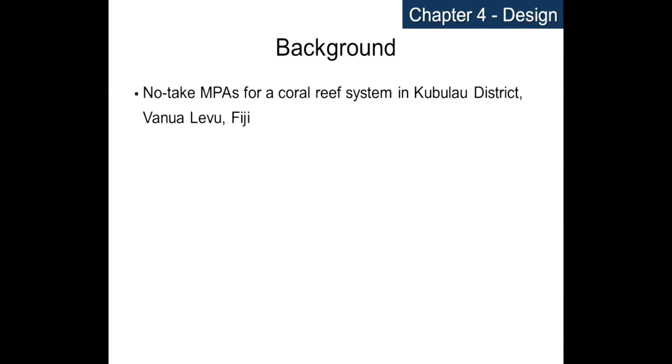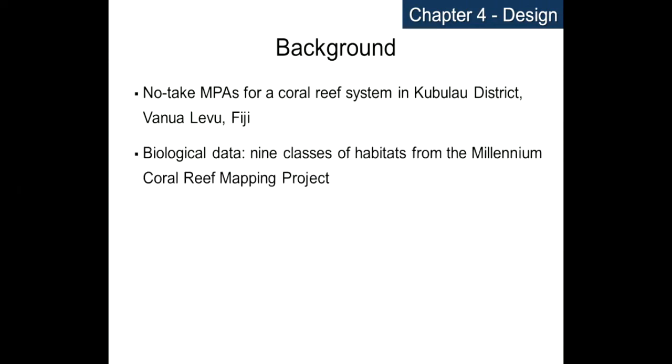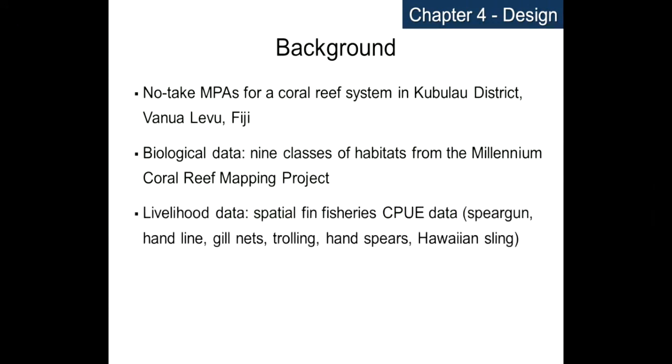So I used the design of no-take marine protected areas for a coral reef system in Kubulau in Fiji as a case study. The biological data I used here was habitat data from the Millennium Coral Reef Mapping Project, which identified 9 classes of habitats. And the livelihood data that I considered here was fin fisheries livelihood data, represented by spatial catch per unit effort data. This data was collected by the Wildlife Conservation Society, and they asked fishers questions such as where they fished, how much they caught, and what kinds of gears they used.